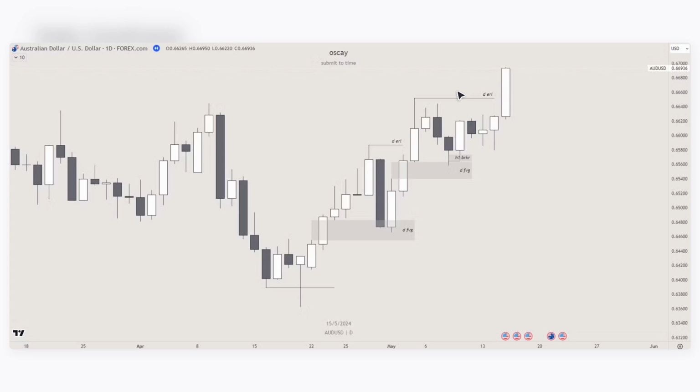Now I repeat, don't take my words out of context. You aim for external range liquidity. You don't hold your trade all the way to there. Go collect data, go check where you should take profit and stuff.